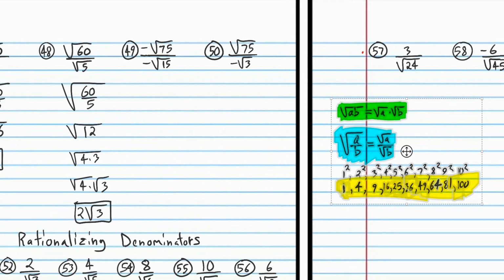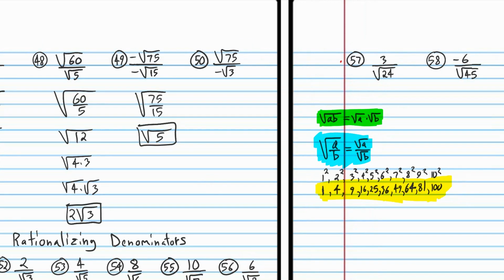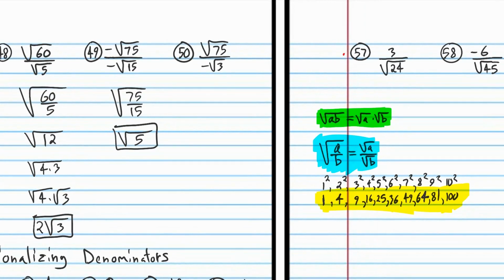All right, we're back. Negative divided by negative is a positive. 75 divided by 5, I believe, is, well, actually, we can just combine first. 75 divided by 5 is 5. And there's nothing we can do with square root 5. Try number 50, and when you come back, we'll do it together.